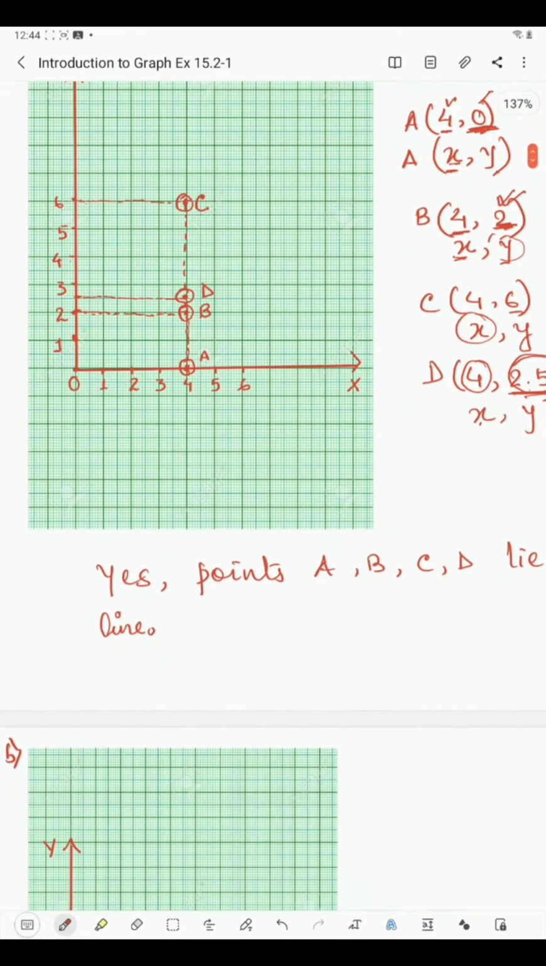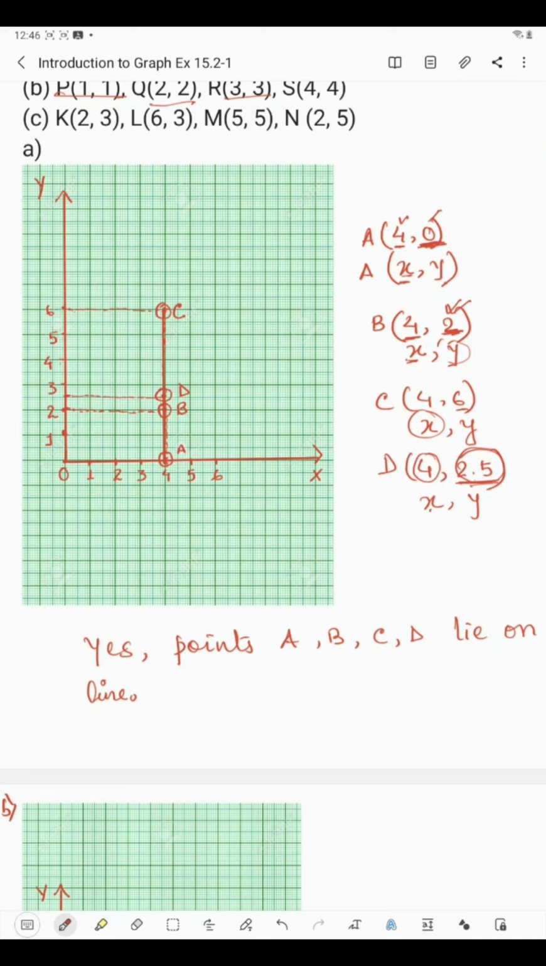Okay, here we will have to join all the points to check whether these points lie on a line or not. Since all the points lie on a line, we have written yes, points A, B, C, D lie on a line, and here we will mention the coordinates. So A coordinate is 4 and 0, B coordinate is 4 and 2, C coordinate is 4 and 6, and D coordinate is 4 and 2.5.